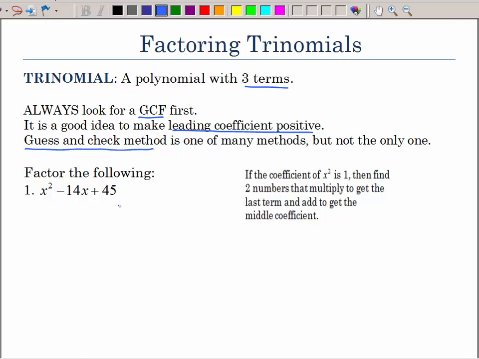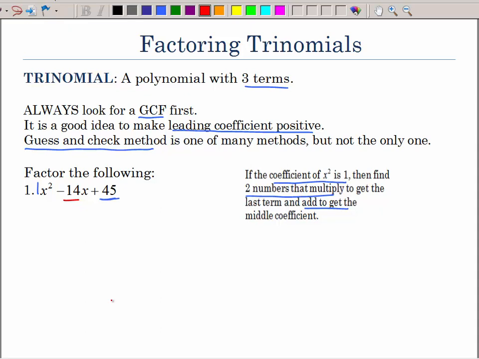Notice that it is in what's called standard form, in that the x has a squared, then x, and then no x's. That's descending order of your polynomial. This is the easiest type of trinomial there is to factor because that leading coefficient is 1. And if that leading coefficient is 1, all you need to do is find two numbers that multiply to get the last term, but add, and when I say add, that means add or subtract because we have negative numbers, to get the middle term.